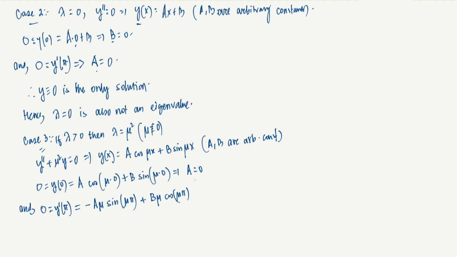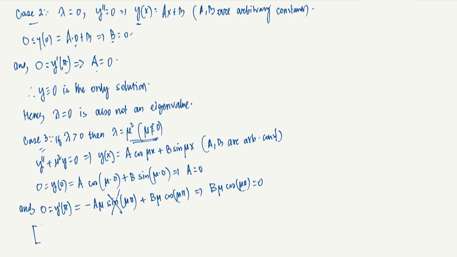This is what we are getting. But again, A is 0, so this particular term is gone. Essentially that implies that B mu times cosine mu pi has to be 0. Now, what does this imply? There are two cases here. Can mu be 0? You see, mu is not 0. So since mu is not 0, this is out of the question. So basically it means B times cosine mu pi is 0.